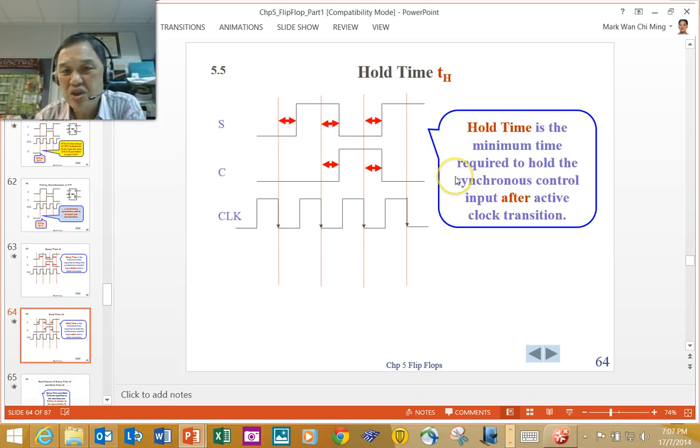Hold time, okay, hold time is different. Look at the timing again here. Hold time is the time required to hold the synchronous control input after the active clock transition. You check it out. Here, here, here, here is after the clock transition. That is the time it needs to hold the synchronous control input. So this is after the clock. This is called a hold time.